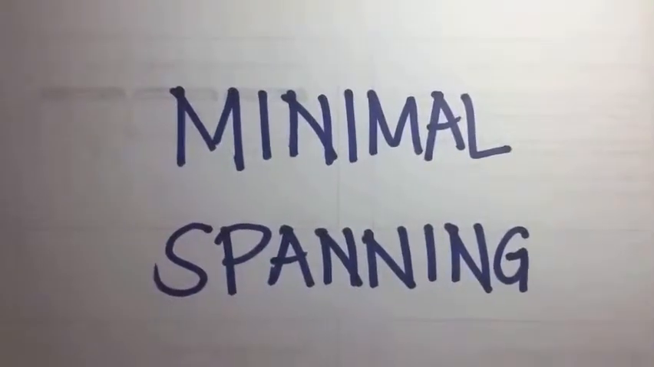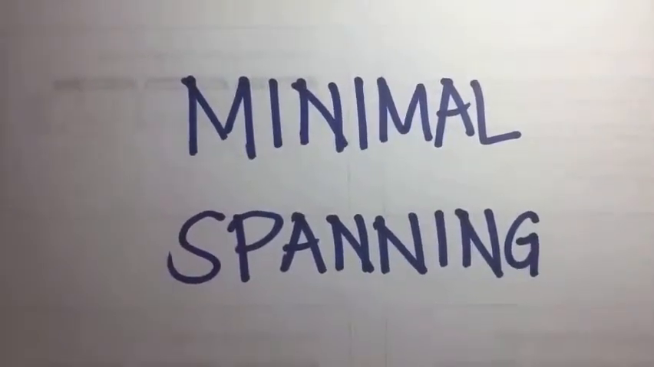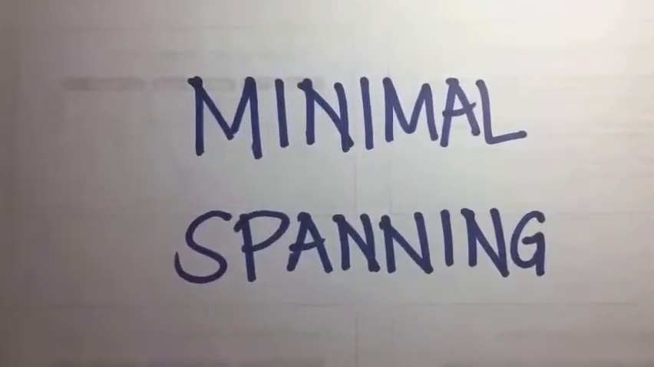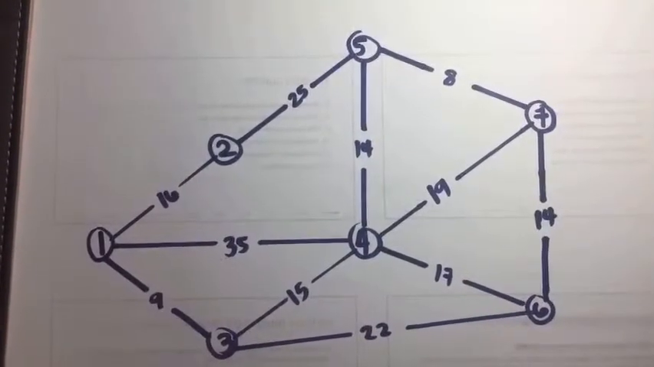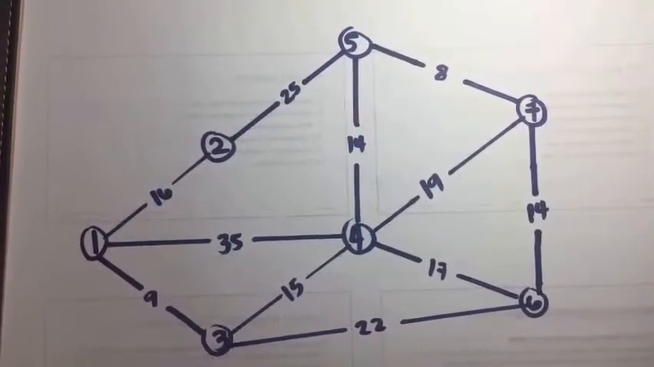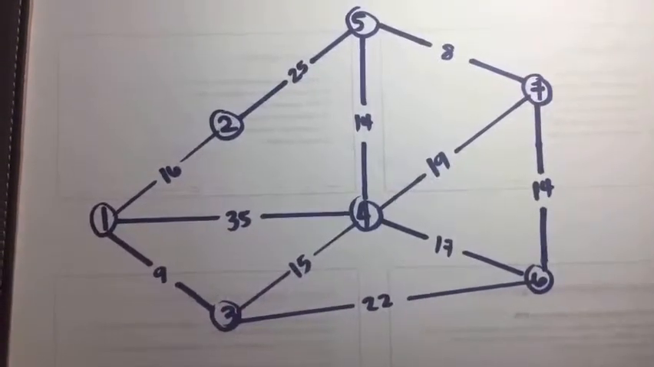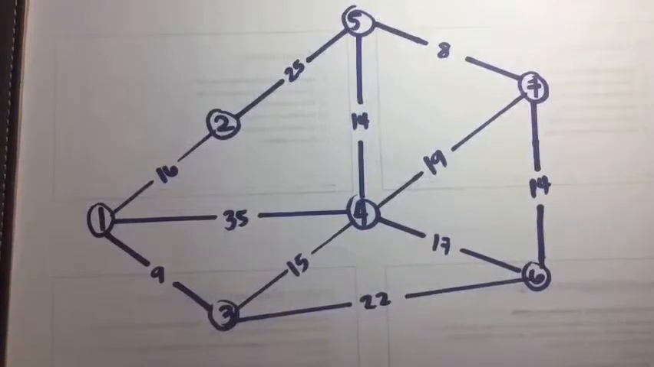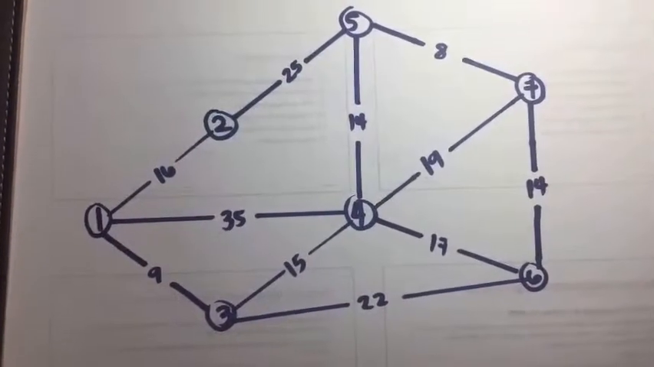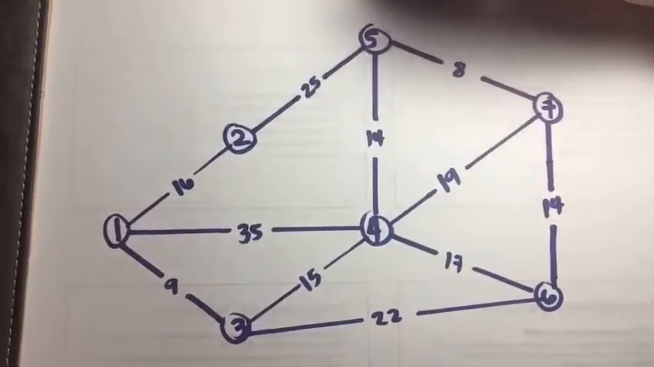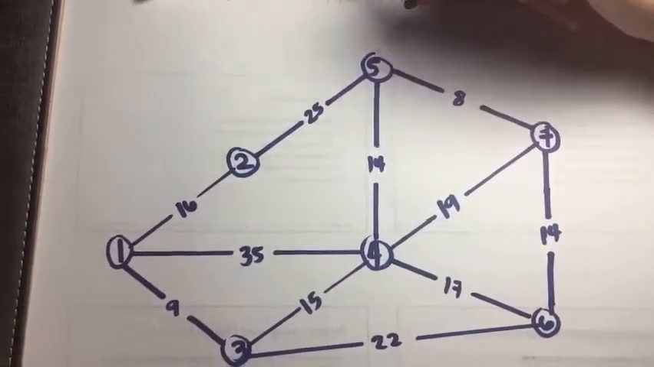Now, in minimal spanning tree, we are to determine the shortest distance to connect all nodes in the network. Using the same example, first, we select any node in the network. Here, we can choose the shortest distance among all distances of the entire model. So we choose 8 and we connect node 5 and node 7.